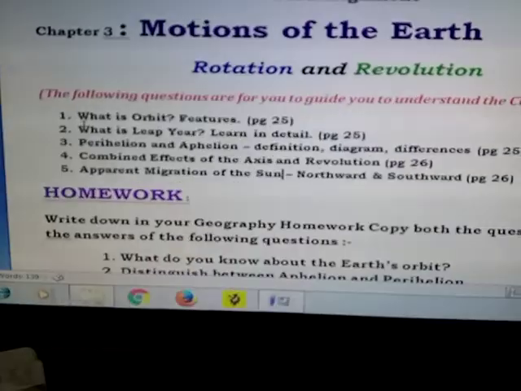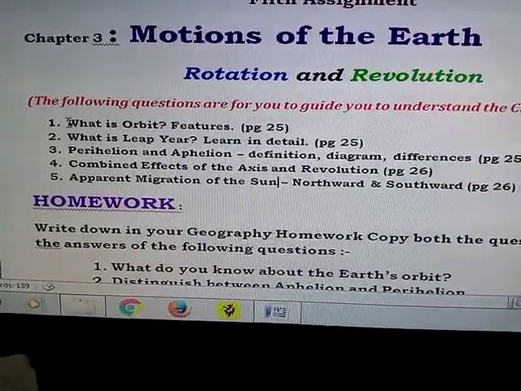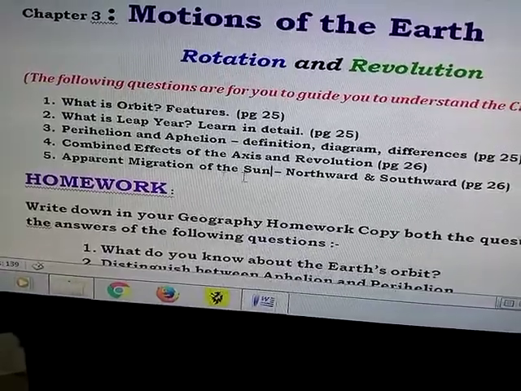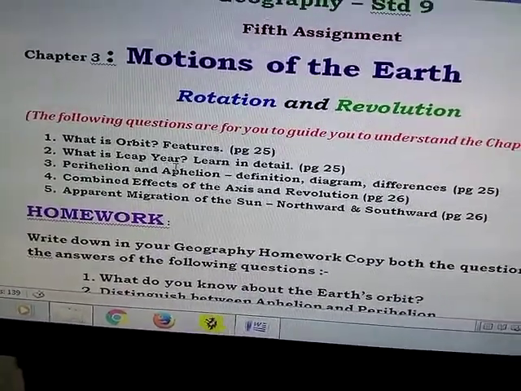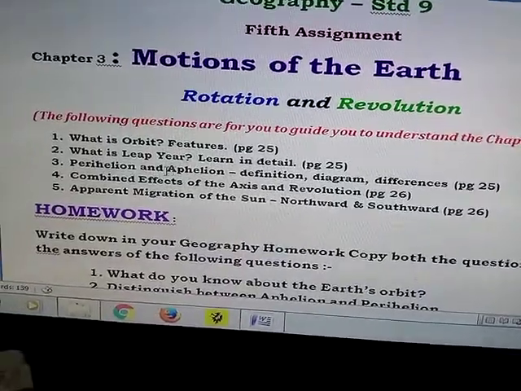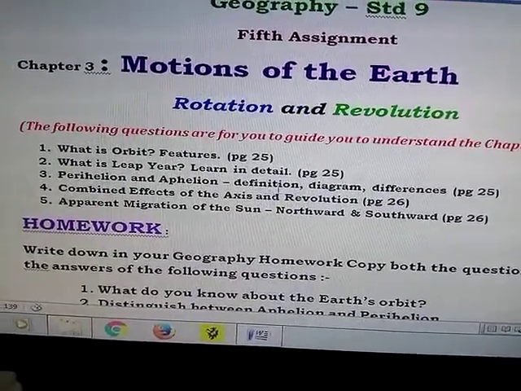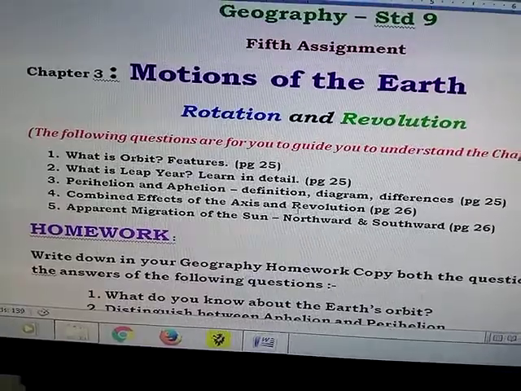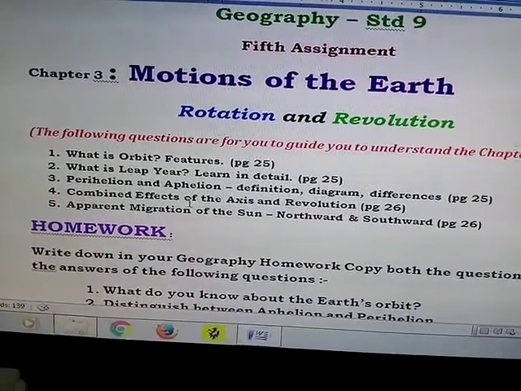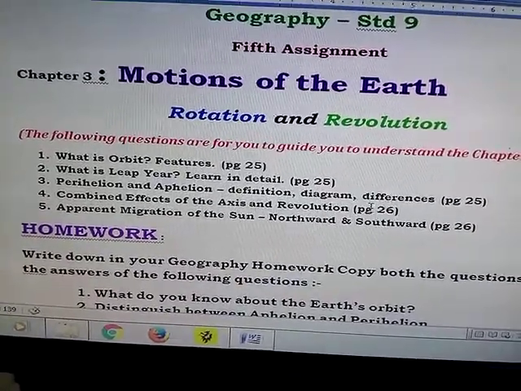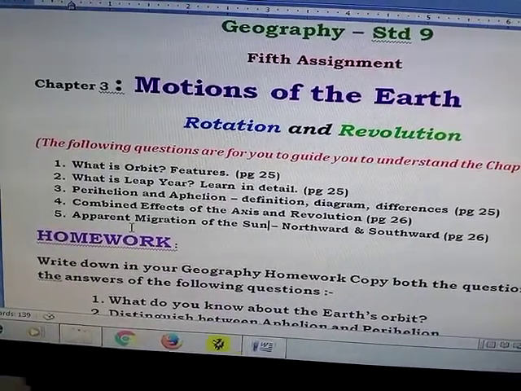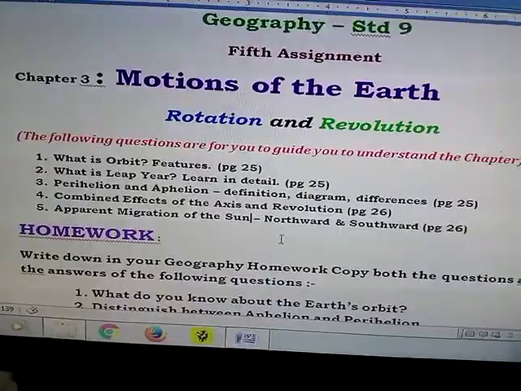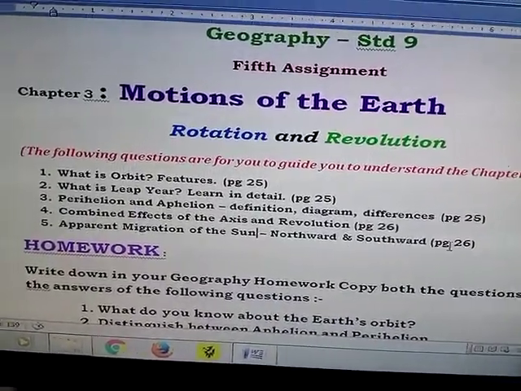And to do that, we'll be highlighting these 5 different topics. What is an orbit, the leap year, the perihelion and aphelion, their definition, diagram, their differences, the combined effects of the axis and the revolution, and the apparent migration of the sun, northward and southward.